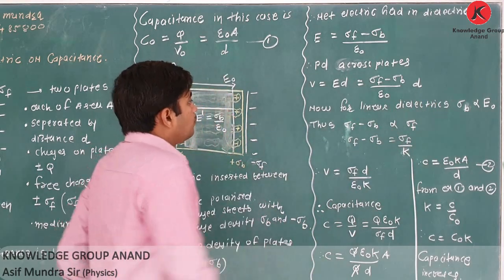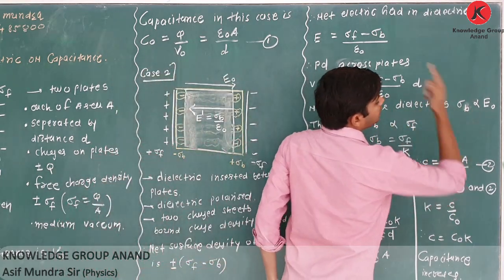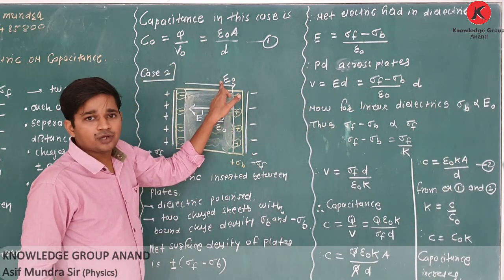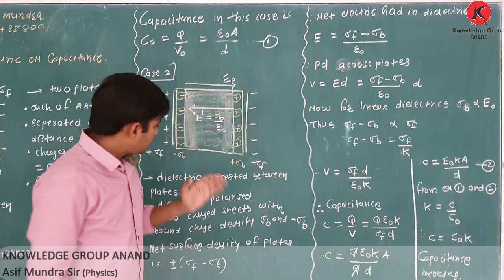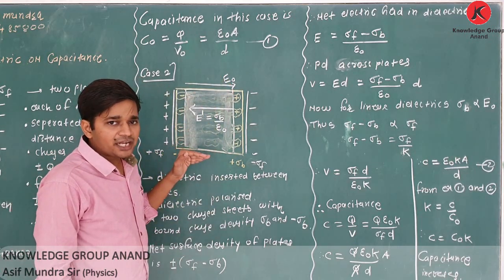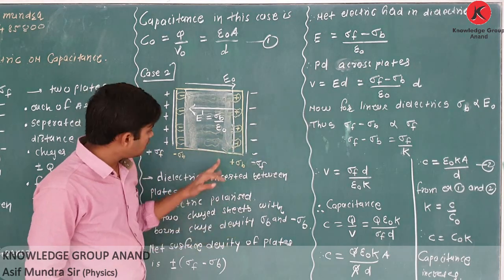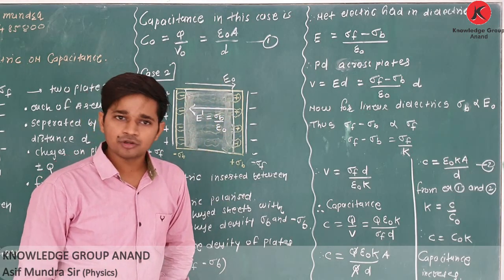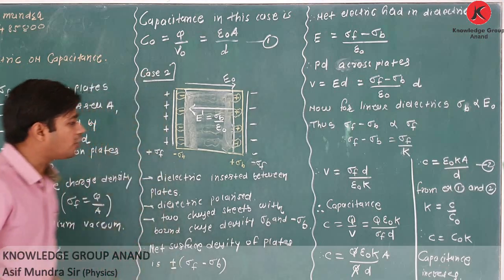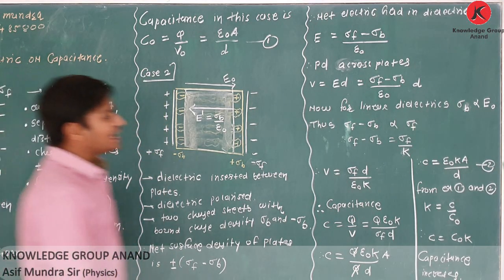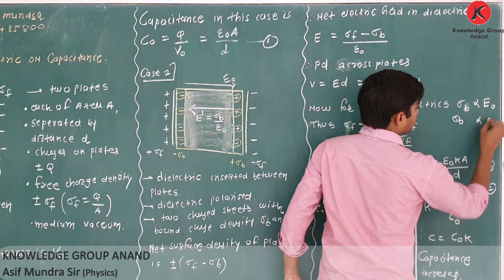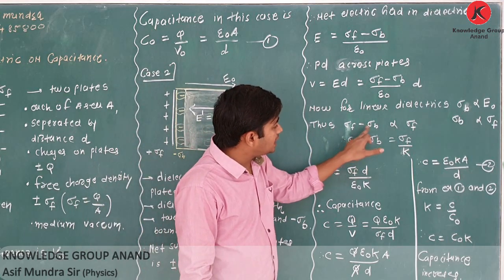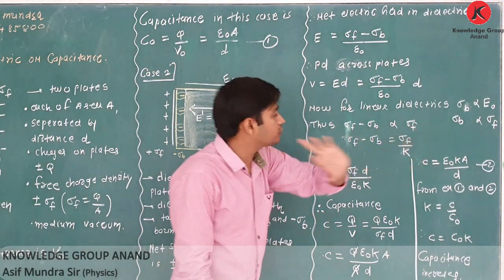Clear? Now we know that for linear dielectrics, sigma B is proportional to E. That is, these bound charges are due to this electric field. If the electric field is strong, then each and every dipole will align in the direction of the electric field. That is called a linear dielectric. So this bound charge density is directly proportional to the external electric field, and the external electric field E0 depends on sigma F. So I can write sigma B is proportional to sigma F. So sigma F minus sigma B is also proportional to sigma F.